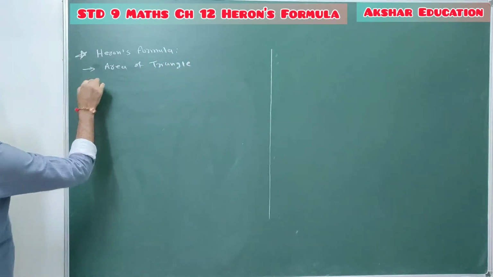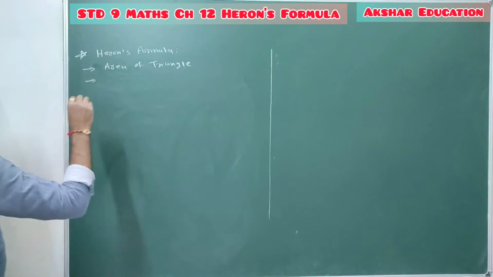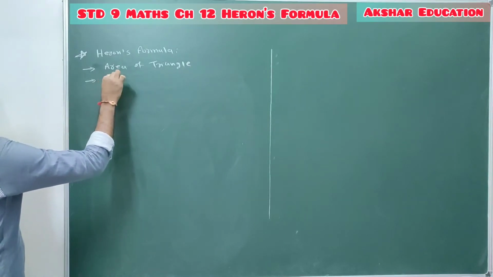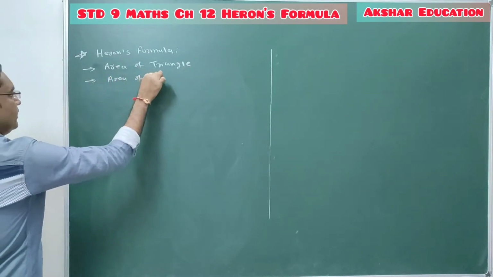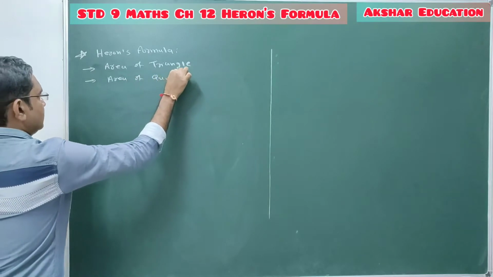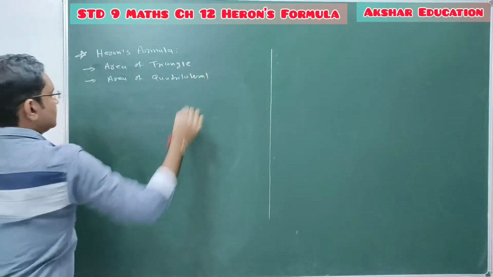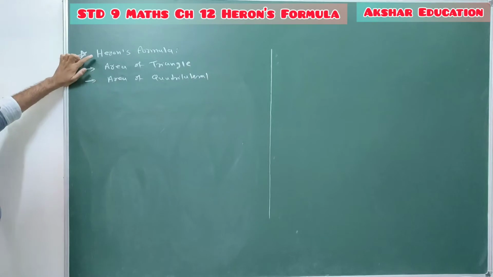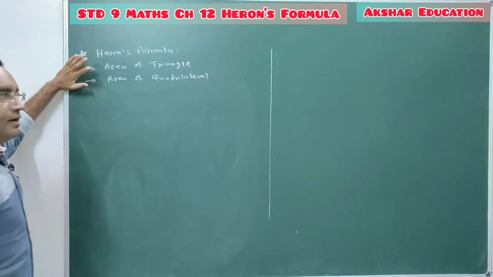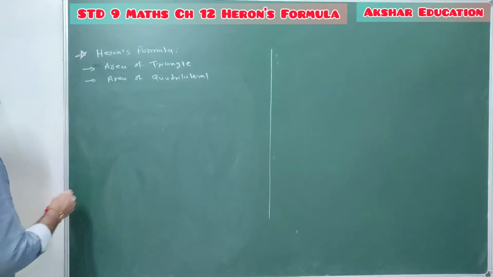And we will also use the application of this Heron's formula to find the area of any quadrilateral. So we will use this Heron's formula to find the area of any triangle as well as the area of any quadrilateral. So what is Heron's formula?